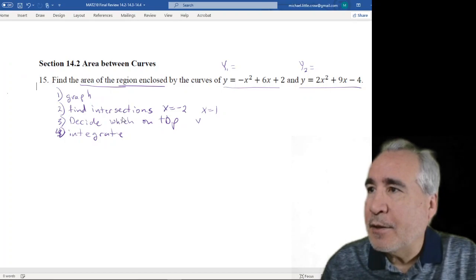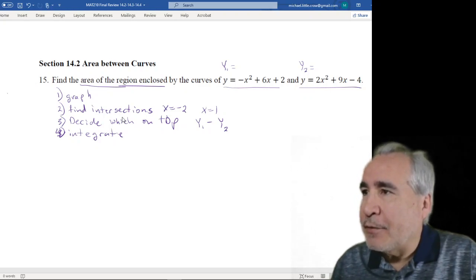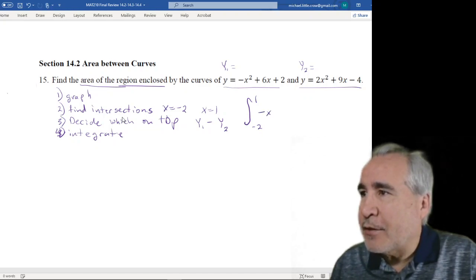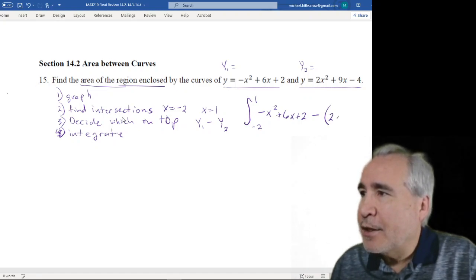Okay, Y1 minus Y2. So what we have done, if we were going to do this by hand, which you could, we're going to get the integral from negative 2 to 1. Y1 goes in first, so this one goes in first, minus x squared plus 6x plus 2, and we're going to subtract. Now it's important to have this parentheses. We want to subtract the whole thing. 2x squared plus 9x minus 4 dx.